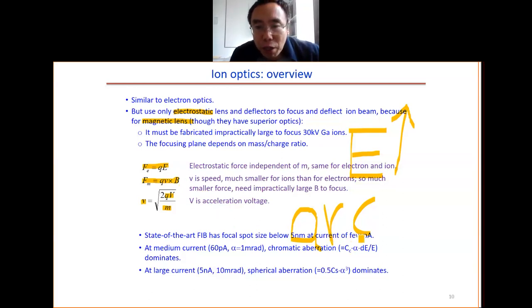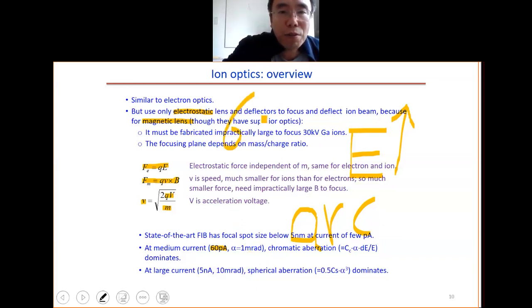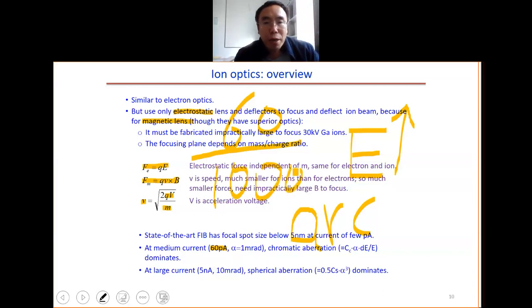So when we have very low current, a few picoampere, we can focus the ion beam to about 5 nanometer. When we get a larger current, like 60 picoampere, alpha equals 1 milliradian. So 1 milliradian is how many degrees? It is roughly 60 divided by 1,000 degree, so it's smaller than 0.1 degree.